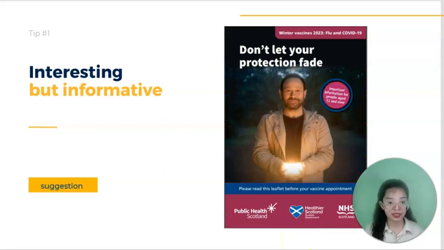Now, third, the title can also be in the form of a suggestion. As with the title, don't let your protection fade. So this is a leaflet produced by the Public Health Scotland. And it says here to read the leaflet before your vaccine appointment. So it has the guidelines and reminders, of course, before people aged 12 and over have their vaccines.